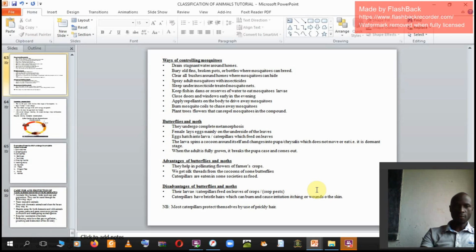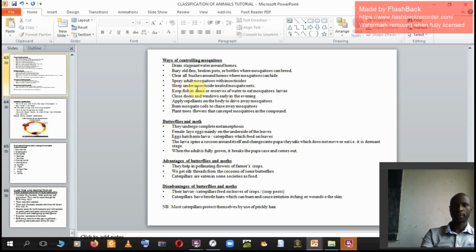We move to ways of controlling mosquitoes. We drain stagnant water because it's where they stay. We bury old tins, we clear bushes. We should spray adult using insecticides. We should sleep under treated mosquito nets. We should keep fish in dams. This is a biological control. Keep fish in dams to eat mosquito larvae.